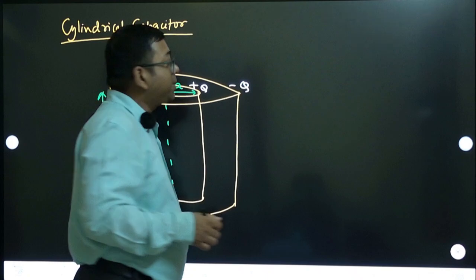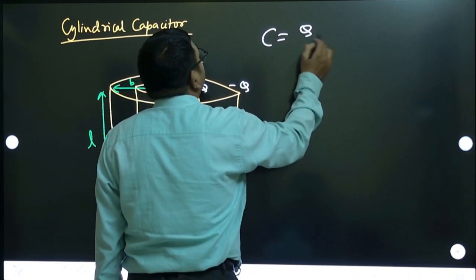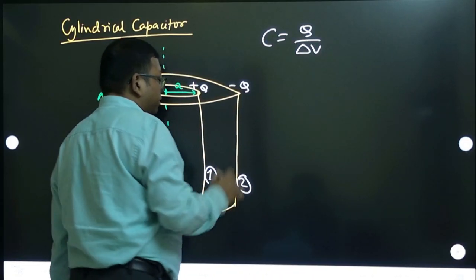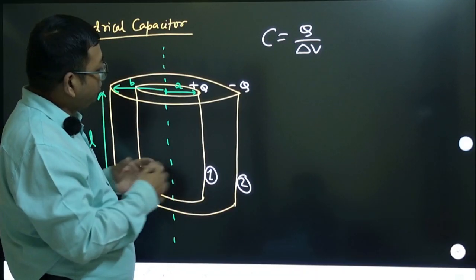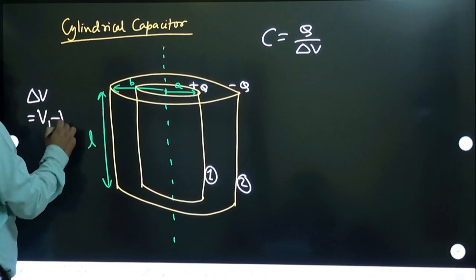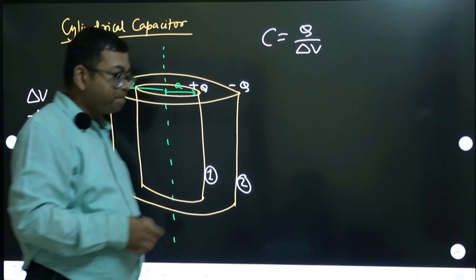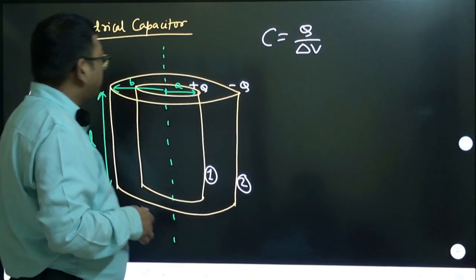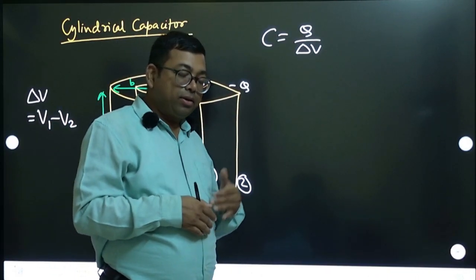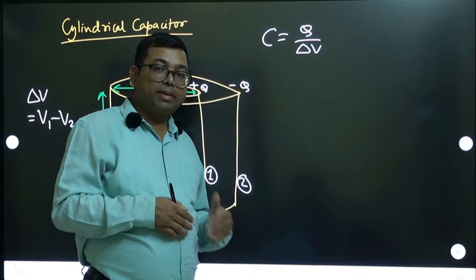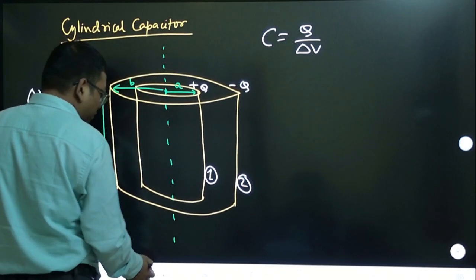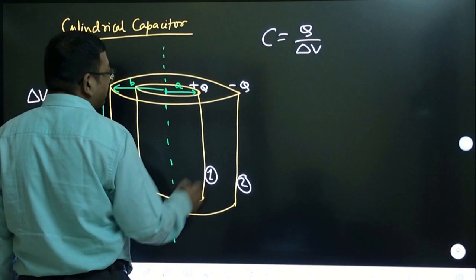Again, how to calculate capacitance? Capacitance is charge by potential difference. So let us say the inner is the first plate, the outer is the second plate. So we have to calculate the potential difference V1 minus V2. How do we calculate the potential difference? Think about it. The general approach is to apply the idea of delta V equals minus E dot dr. To do that, how do we know the electric field? For the electric field, you need to derive it by taking a Gaussian surface.